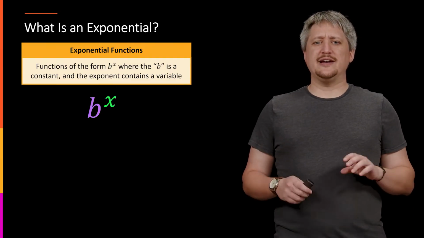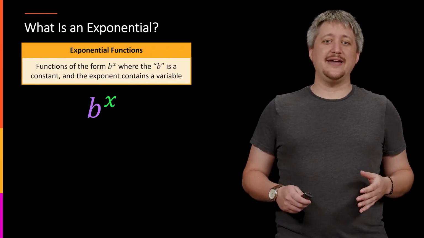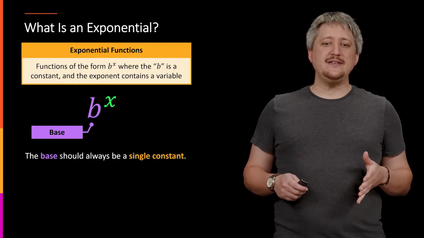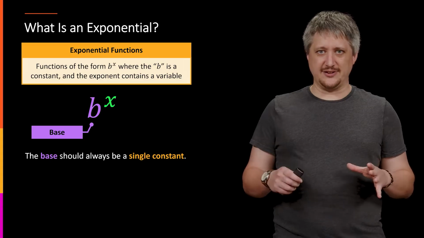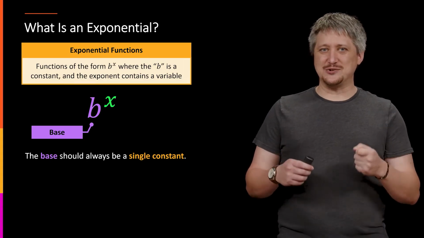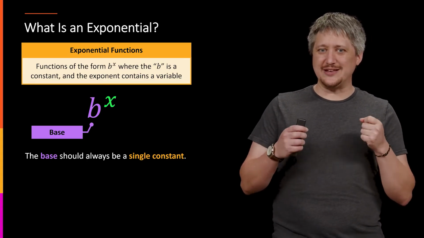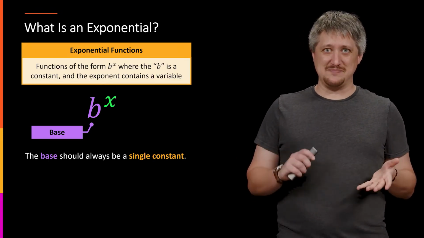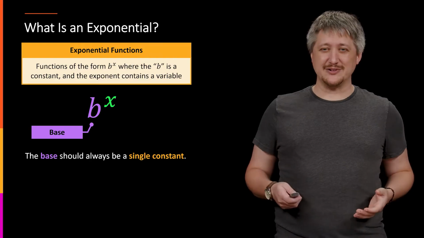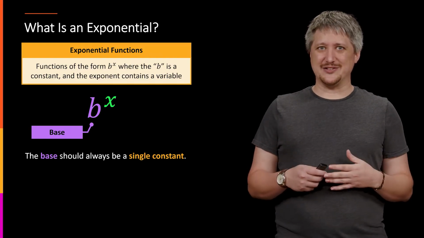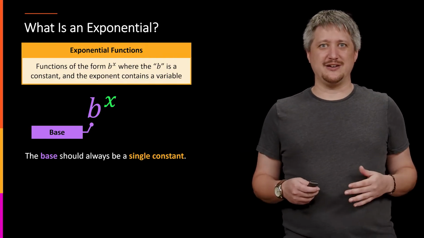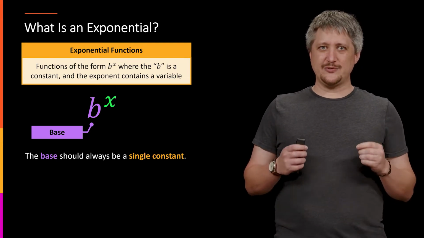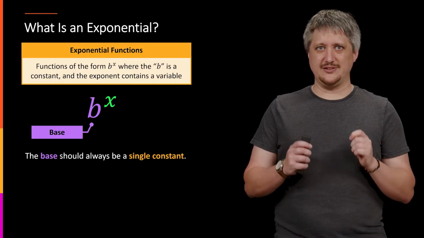So in particular, we have this b to the x form, and that b is some base. Now, the base is a constant, right? It's a single constant, but I want to drive home the idea that it really needs to be just a number. That number could be a weird number. You can have bases like the square root of 7, or a base of e, which we'll talk about a little bit later. But it is honestly just some constant number.